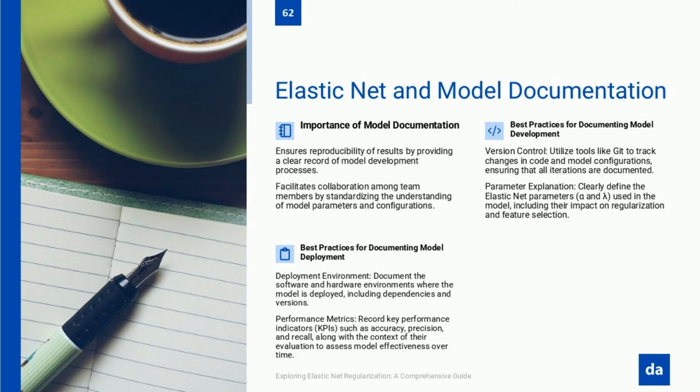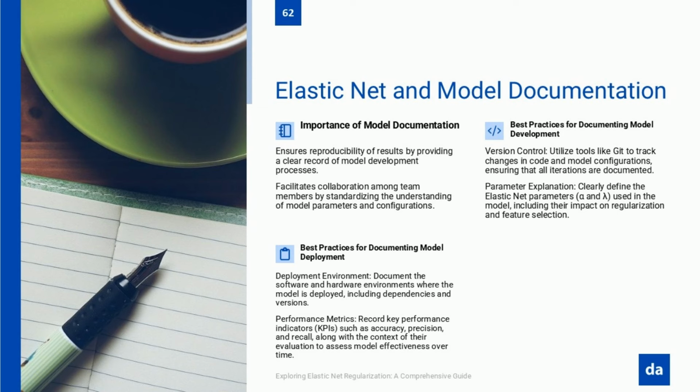One of the most important aspects of documentation is recording model architecture and hyperparameters. Every elastic net model relies on specific values for lambda and alpha, which determine the level of regularization and feature selection. Keeping track of these values, along with details about the dataset and preprocessing steps, ensures that the model can be retrained or fine-tuned later without starting from scratch.